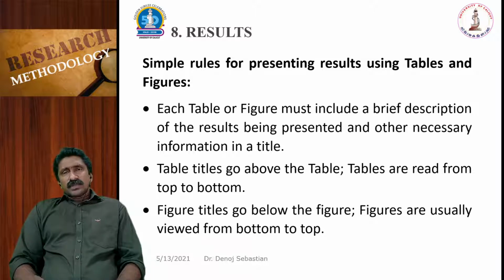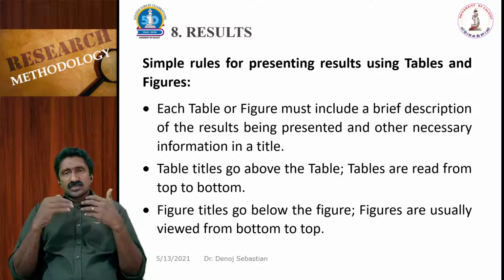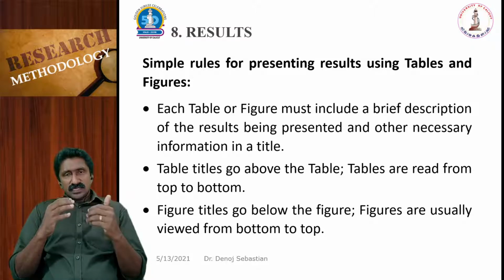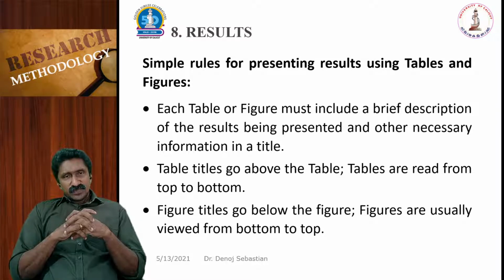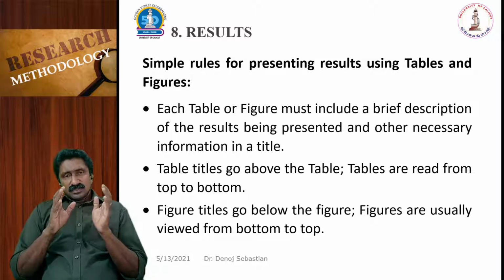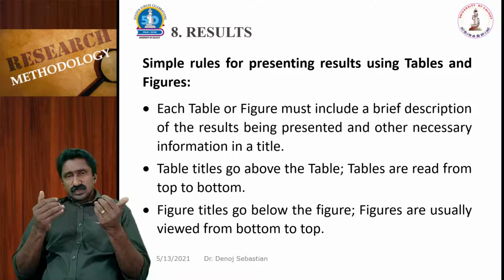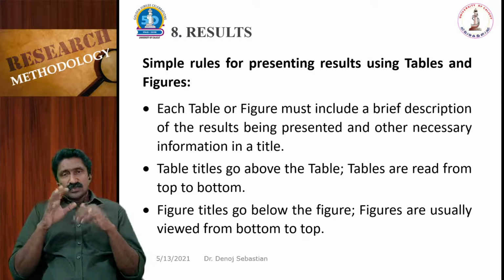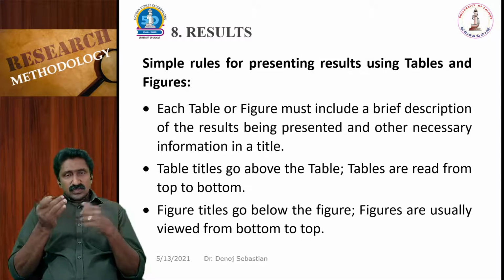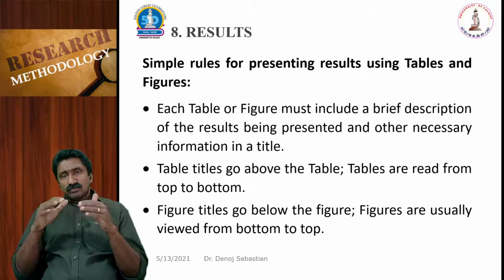Simple rules for presenting results using tables or figures. Each table or figure must include a brief description of the results being presented and other necessary information in the title. Table titles go above the table, and tables are read from top to bottom. So usually titles should be placed on the top of the table, and figure titles are usually placed below the figure, and they are usually viewed from bottom to top.